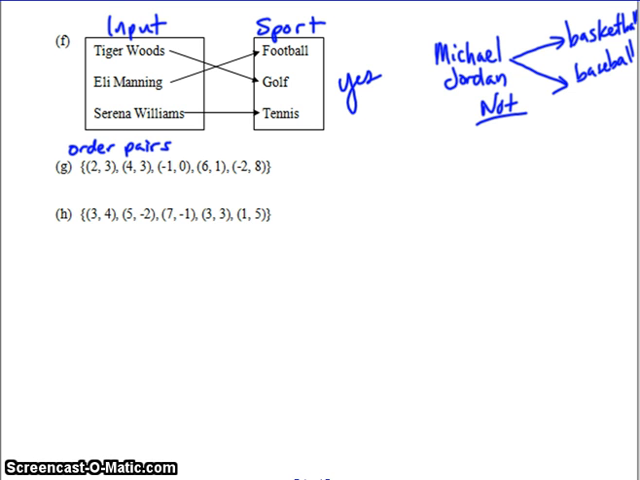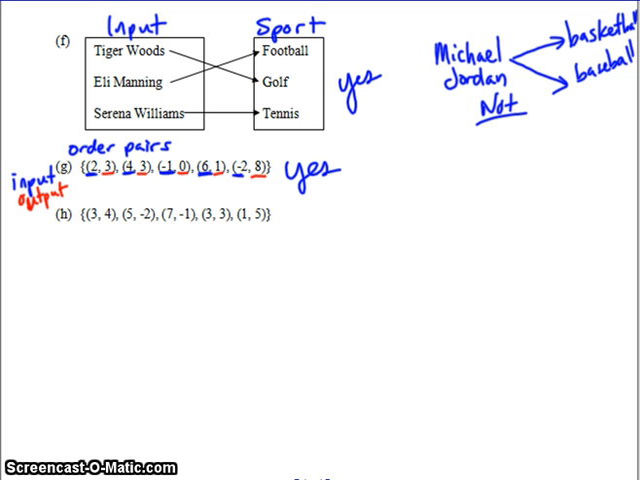Okay, so we have our input, which is 2, 4, -1, 6, and -2. A good sign that this is a function is that all our inputs are different. And then our output is 3, 3, 0, 1, and 8. Since our inputs are all different, it's a function.